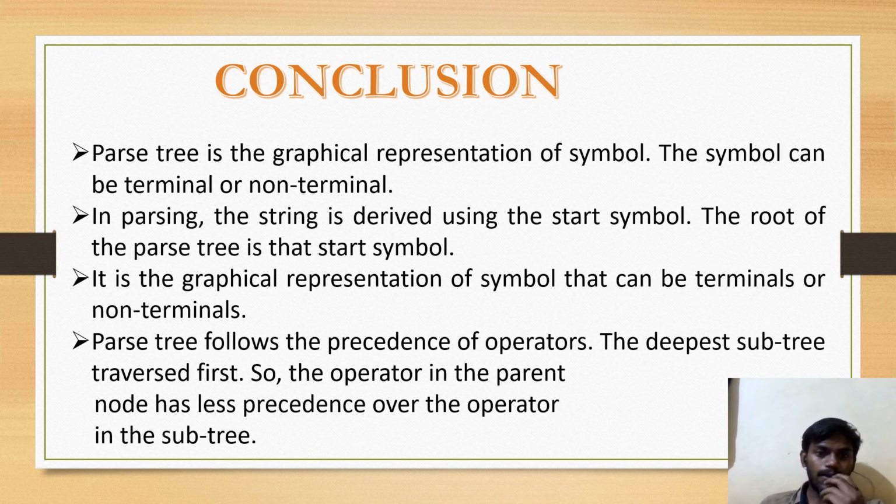Conclusion. A parse tree is the graphical representation of symbols. The symbol can be terminal or non-terminal. In parsing, the string is derived using the start symbol. The root of the parse tree is the start symbol. Parse tree follows the precedence of operators. The deepest subtree is traversed first, so the operator in the parent node has less precedence than the operator in the subtree.